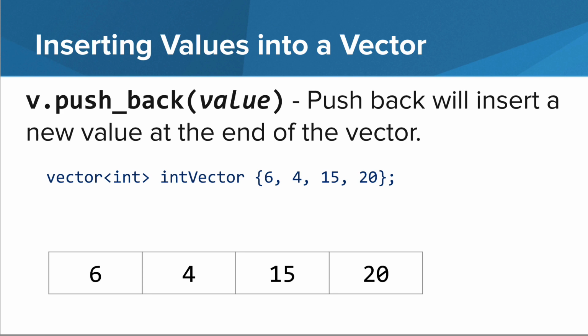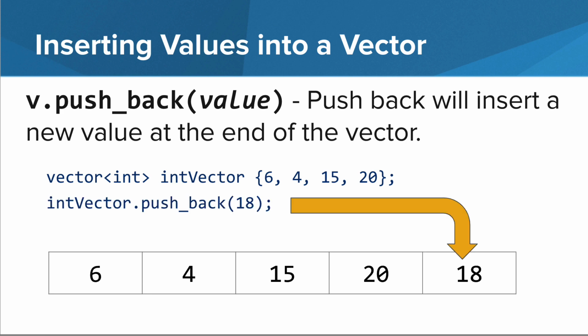Let's look at a quick example where you start with an initial vector with 4 elements. Using the pushback command, you can add a 5th element to the vector. Notice how this new element is at the end of the vector. The vector grows in size by 1, and the new value is put in that place.